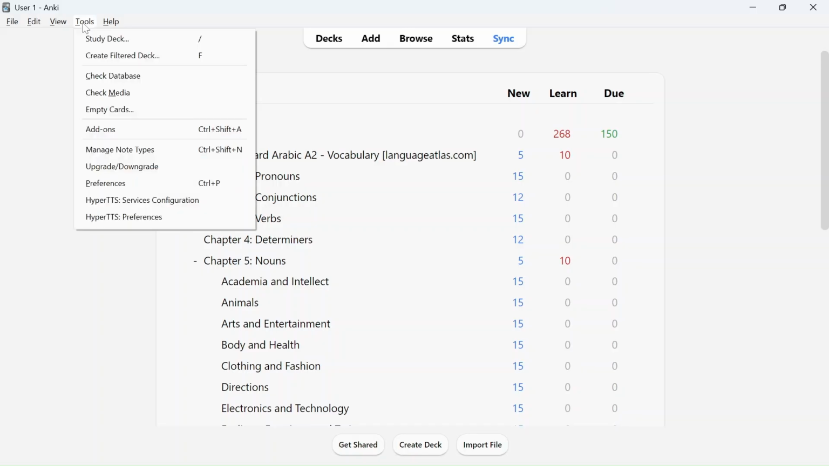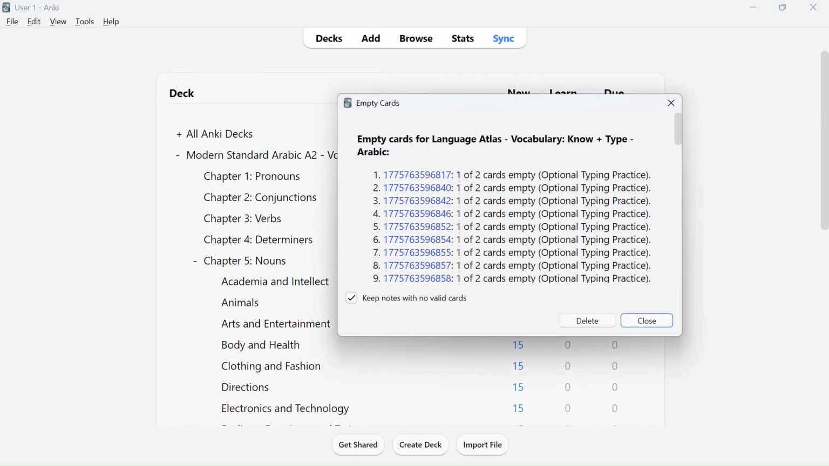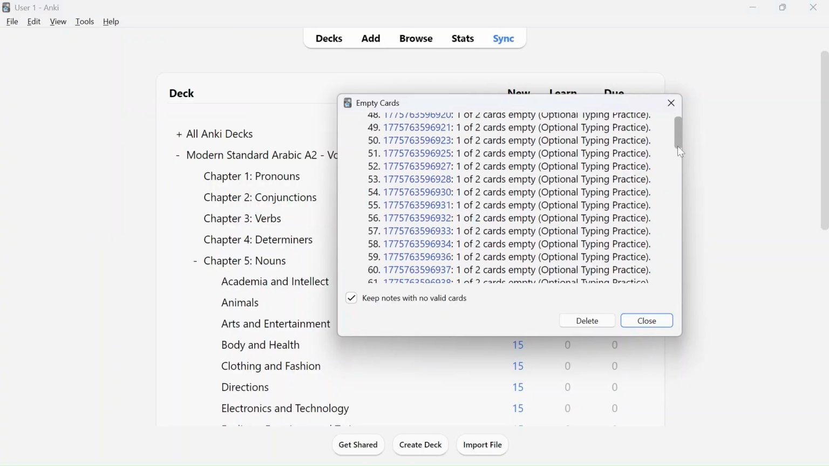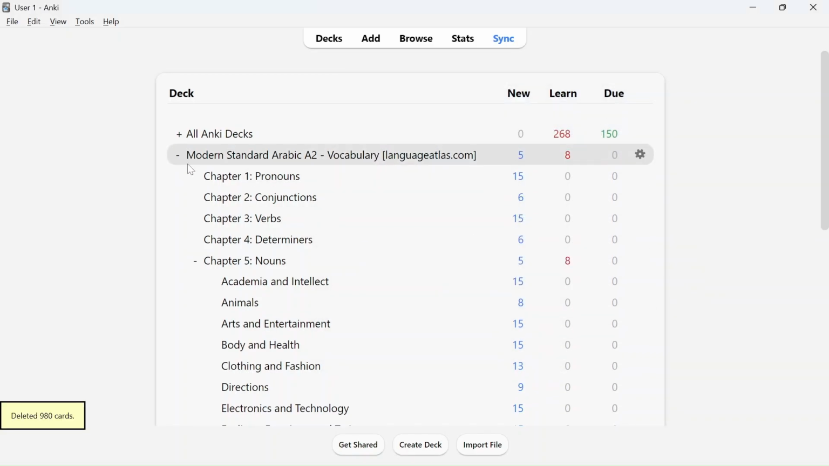And I have to get rid of the old deck, so I click on decks, go to the main menu, click on tools, and click on empty cards. And you see all the optional typing practice cards are here. I want to get rid of all of them, so I'll click on delete. And that was it. Now I got rid of the typing exercises, and I'm only back to the first card type, which was the fill in the blank one.